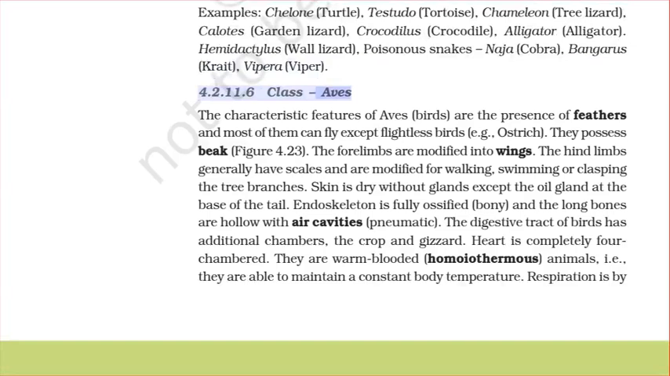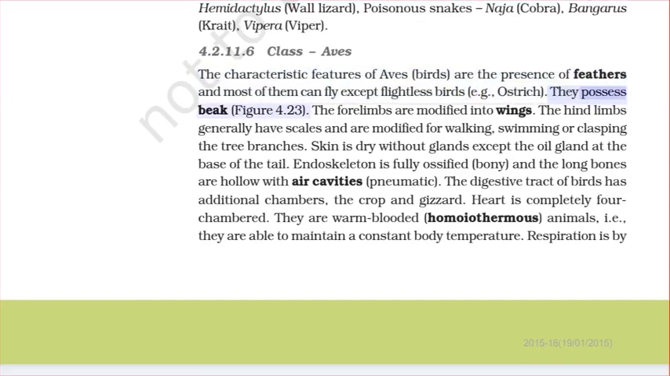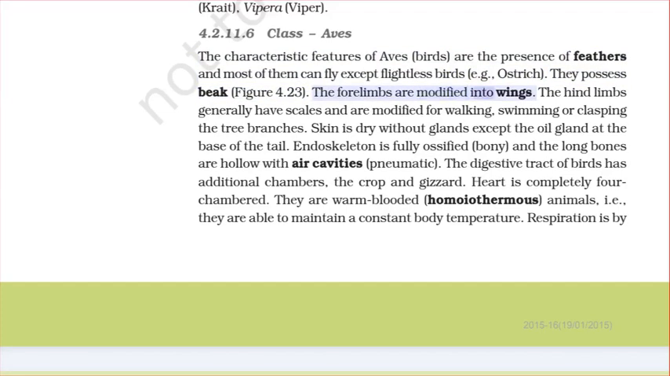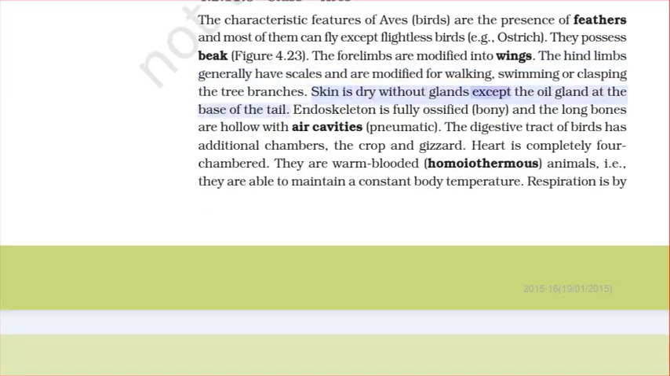4.2.11.6 Class Aves. The characteristic features of Aves, birds, are the presence of feathers, and most of them can fly except flightless birds, e.g., ostrich. They possess a beak, Figure 4.23. The forelimbs are modified into wings. The hind limbs generally have scales and are modified for walking, swimming, or clasping the tree branches. Skin is dry without glands except the oil gland at the base of the tail.